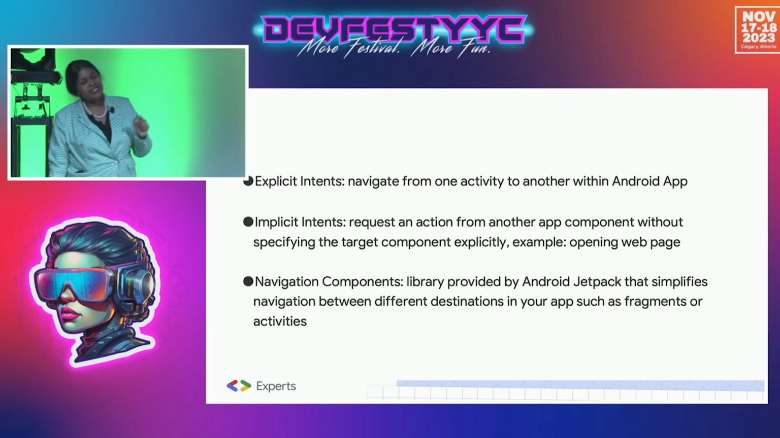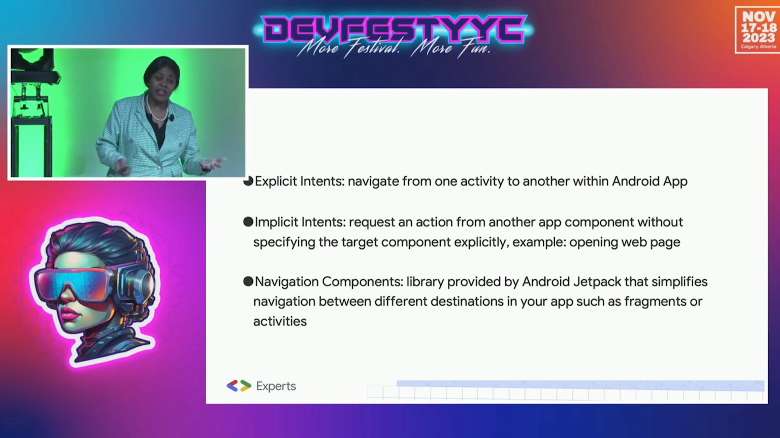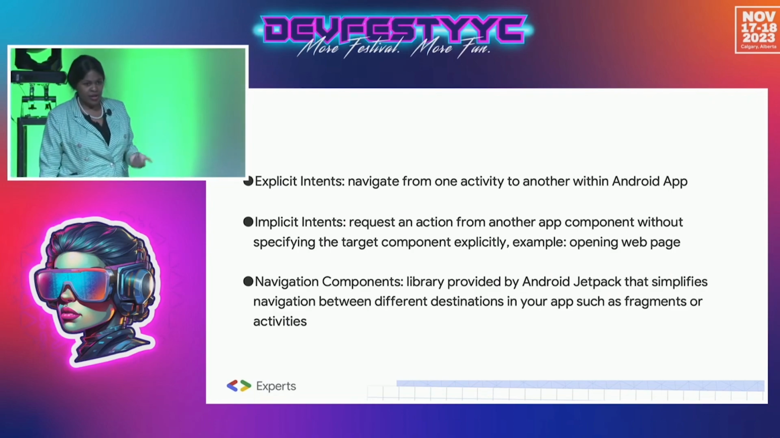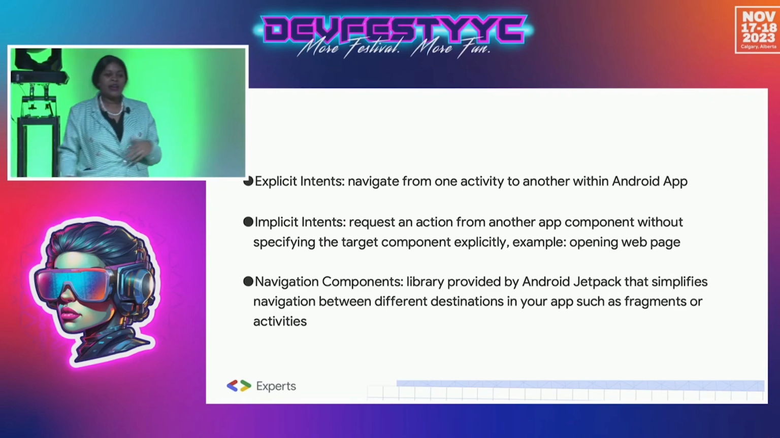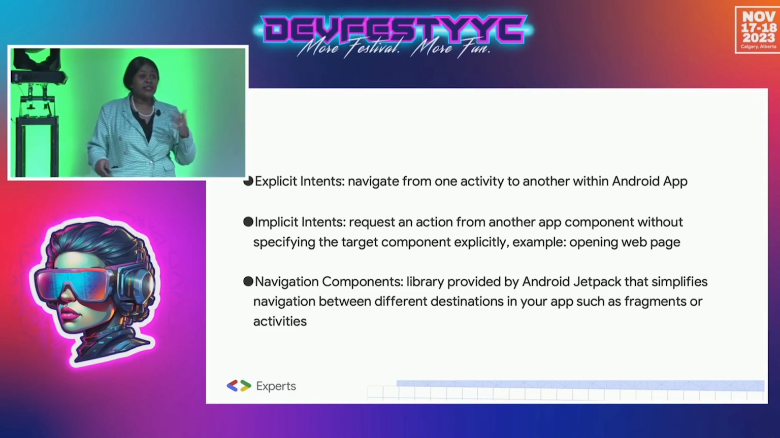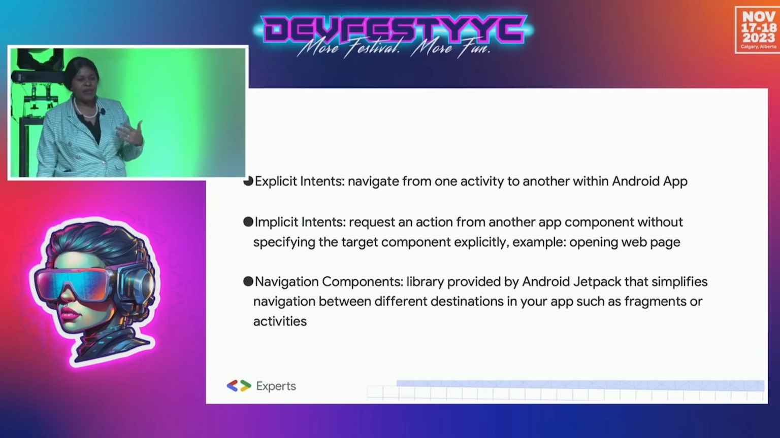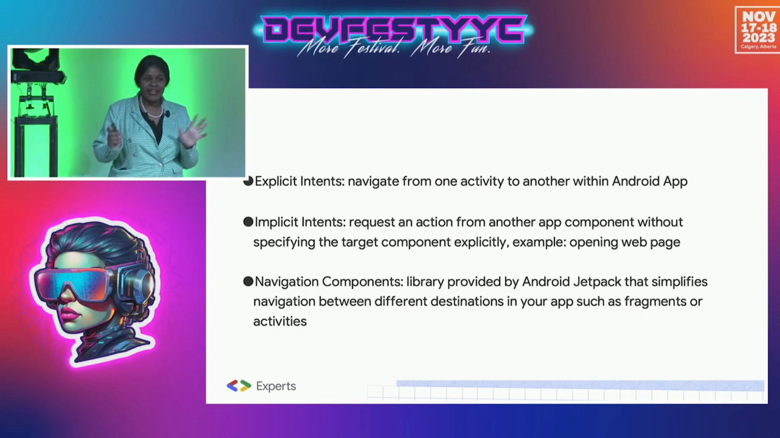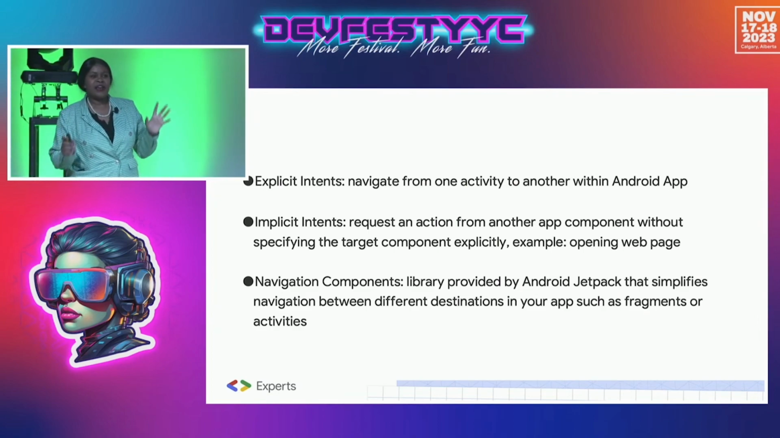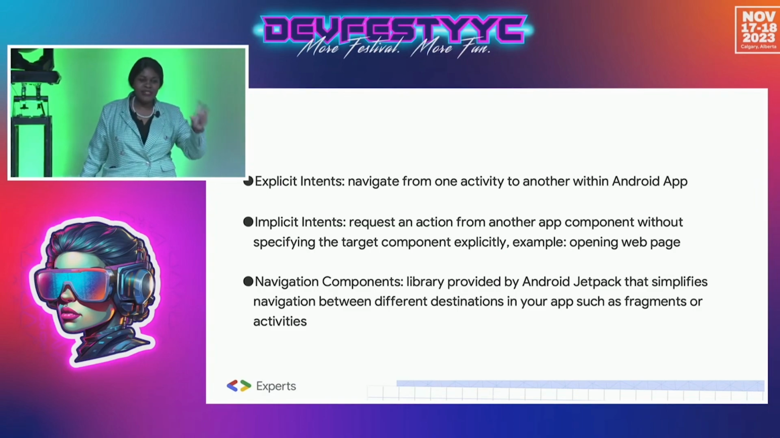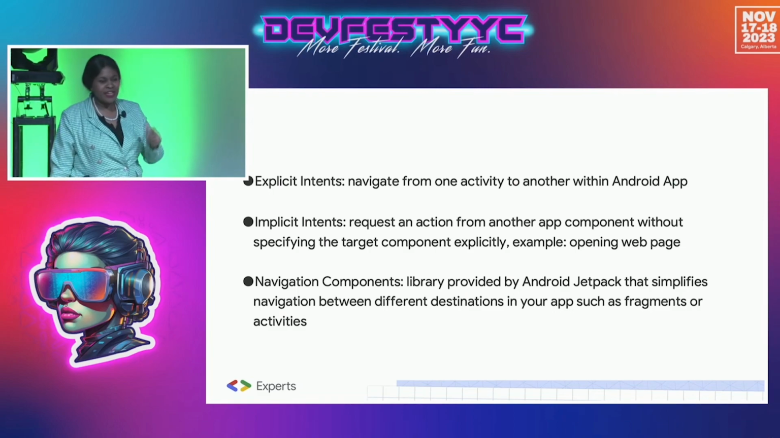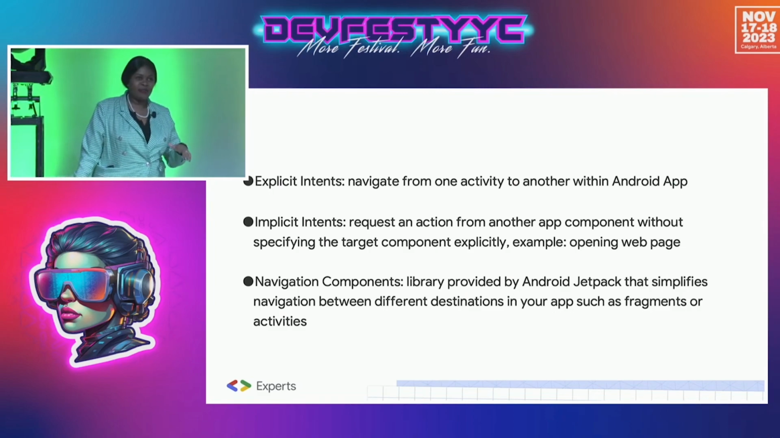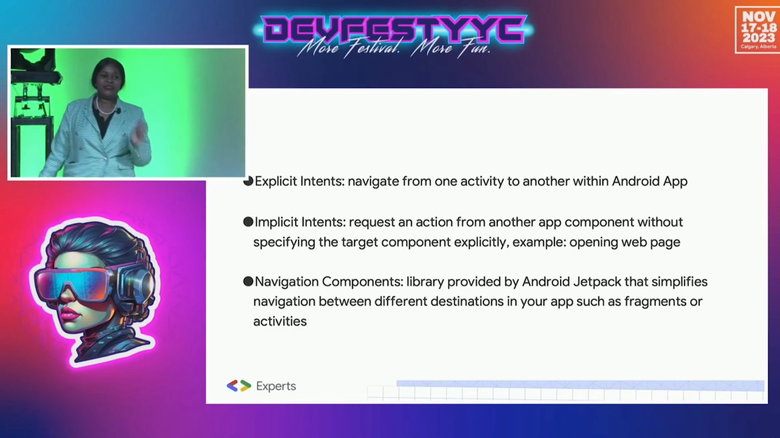Now, implicit intent requires an action from another app component without specifying the target component explicitly. And a good example is opening a web page. So I hope that's a good summary. If you encounter this issue, especially in an interview, it will be easy now to remember. Implicit intent is opening from a web page. Explicit is just inside your application, think about an activity to another activity.